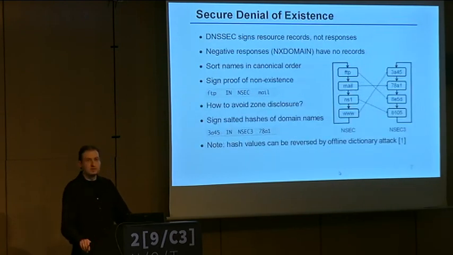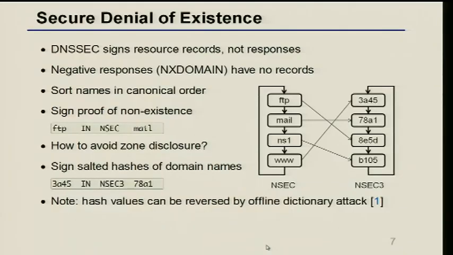Okay. Now, DNSSEC signs only resource records, not responses. So negative responses, when you mistype, for example, a query for a non-existing name, have no resource records. There is only an error code and an NXDOMAIN. So how can you securely retrieve a negative answer? Well, the solution for this in DNSSEC is this.